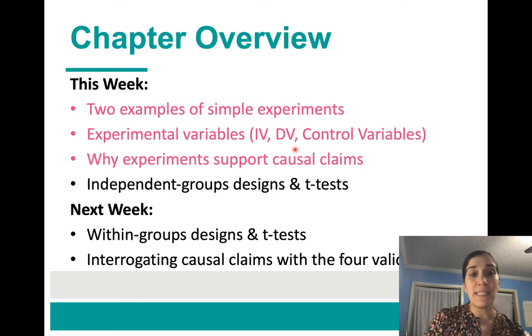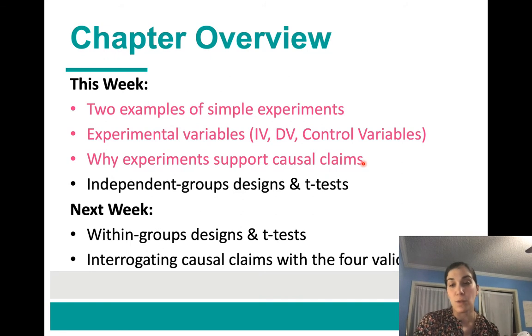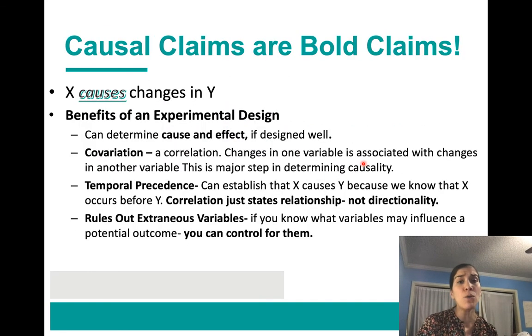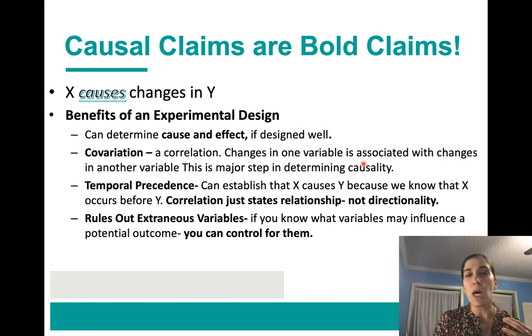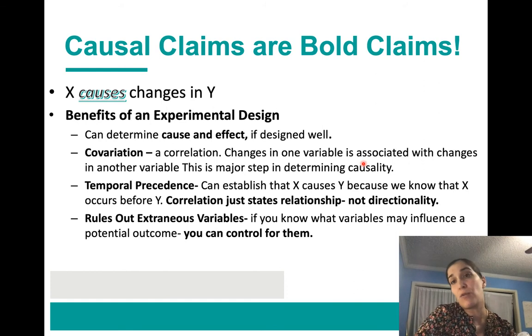All right, so that's it for our experimental variables. Now we're going to talk about why experiments support causal claims. So before we go into that, I really want to say that causal claims are really bold claims. Like, you're saying that something that you're manipulating actually has an impact or changes something else, right? It's a really bold claim to say that this has an impact on something else, because association claims are really easy. You're just seeing if there's a relationship between them, but you're not saying that one causes the other. You're just saying, hey, this might increase the chance of this happening, right?